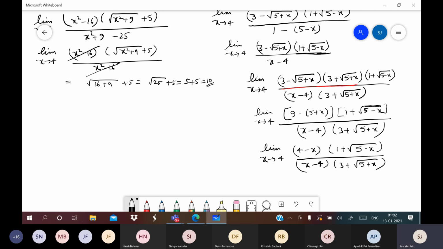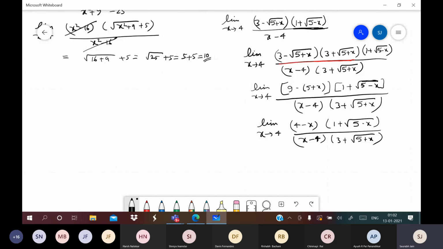Okay, now there is a common factor present here, and that is x minus 4 or 4 minus x. So what will happen if you cancel it? If you cancel it you get minus 1. Clear? Or you can take minus common first and then you can cancel x minus 4.